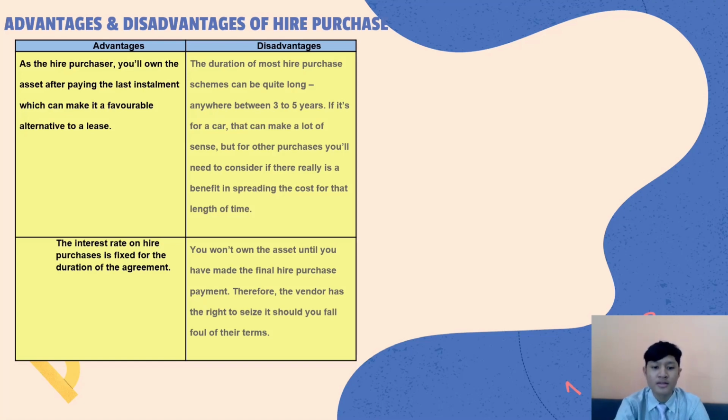Therefore, the vendor has the right to seize it should you fail to meet their terms, which means you will not own your asset until you have made the final hire purchase payment. You cannot get the asset until you finish all your payments.